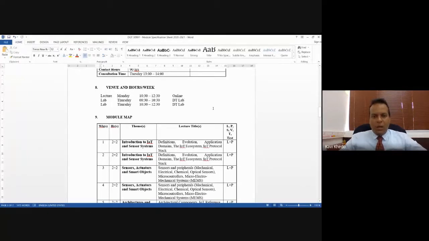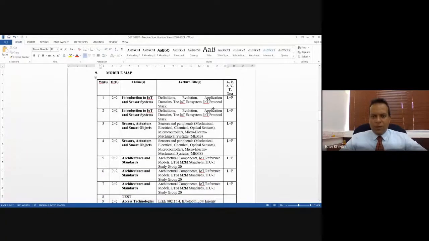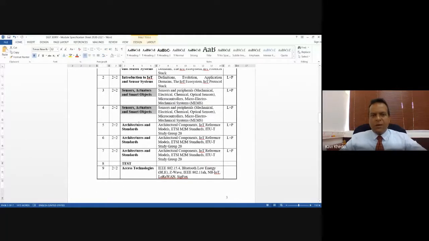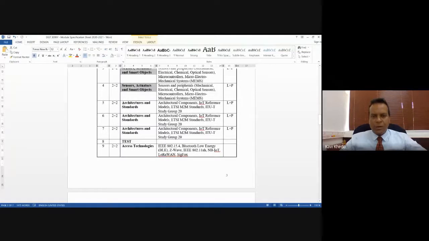In terms of the module map, these are the different things that we will cover eventually. Today itself, we are introducing IoT and sensor systems, the whole ecosystem. For the first 2 weeks, we are going to introduce the whole module. Then next will be sensors and actuators, in week 3 and week 4. After covering the sensors and actuators, we are going to discuss the different architectures.